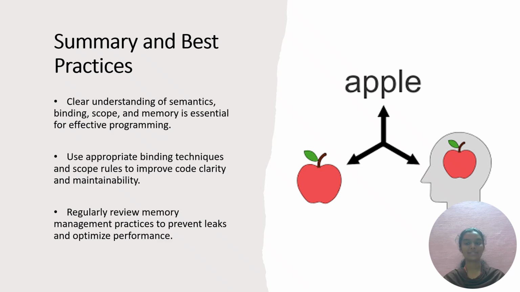Always free dynamically allocated memory in the C language or C++. Regularly review the memory management practices to prevent leaks and optimize your performance. Follow consistent naming conventions and indentation for clarity. Use tools like garbage collectors or memory profilers to avoid such types of leaks.